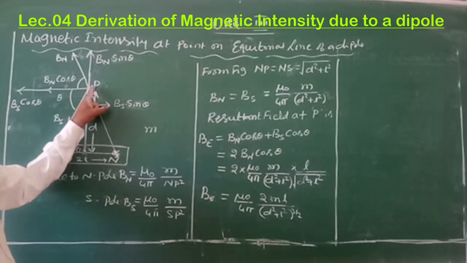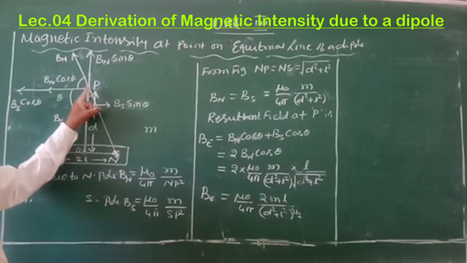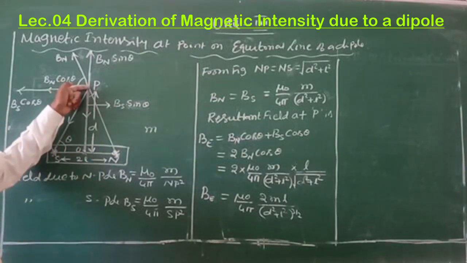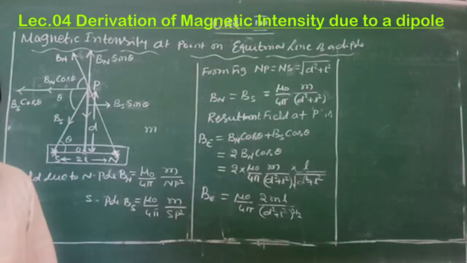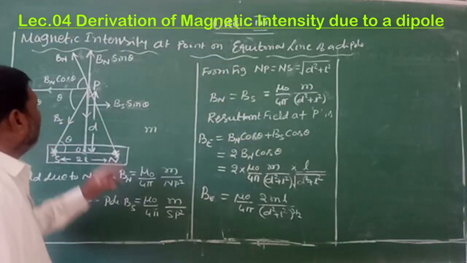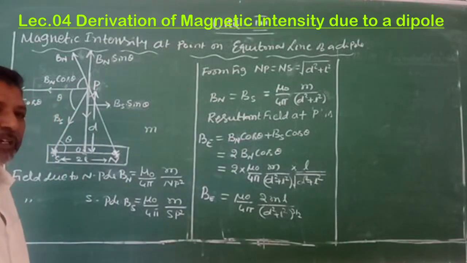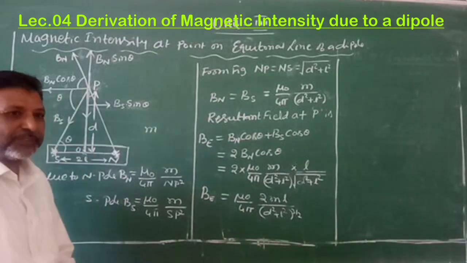Now, P is any point at a distance of d on the equatorial line of the magnet. P is a point which is at a distance of d. Now see, at this point P, again two fields are acting.